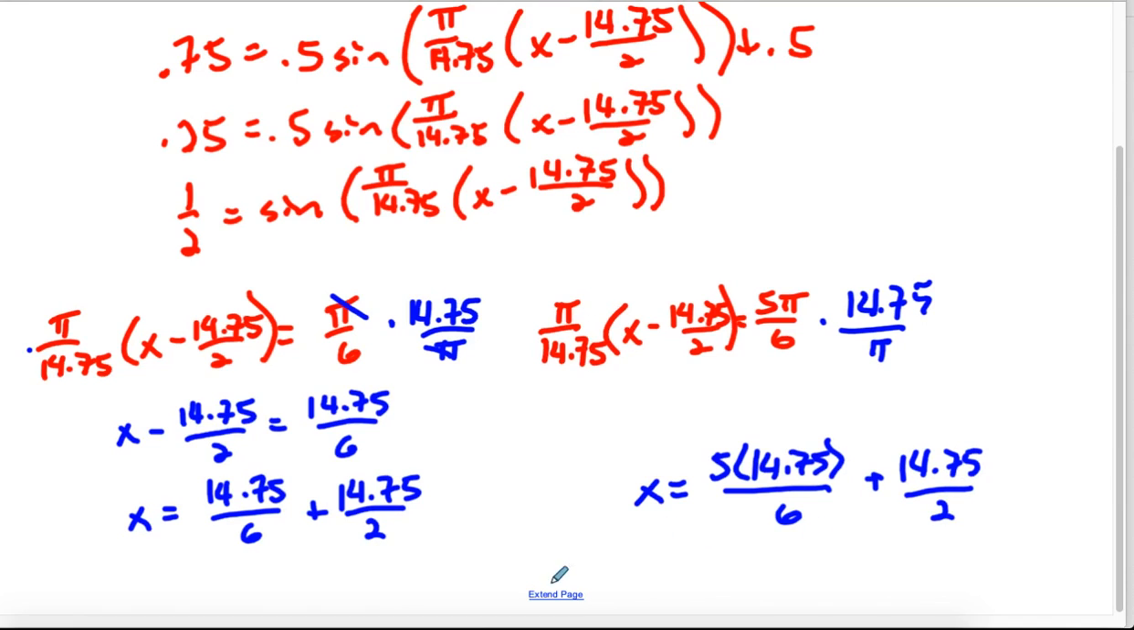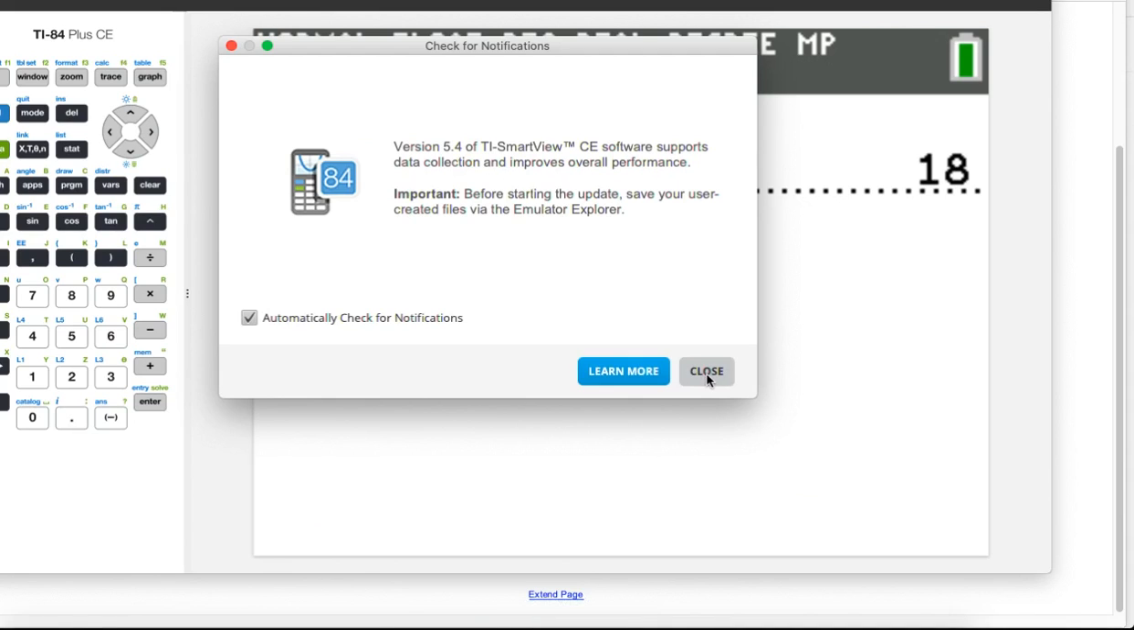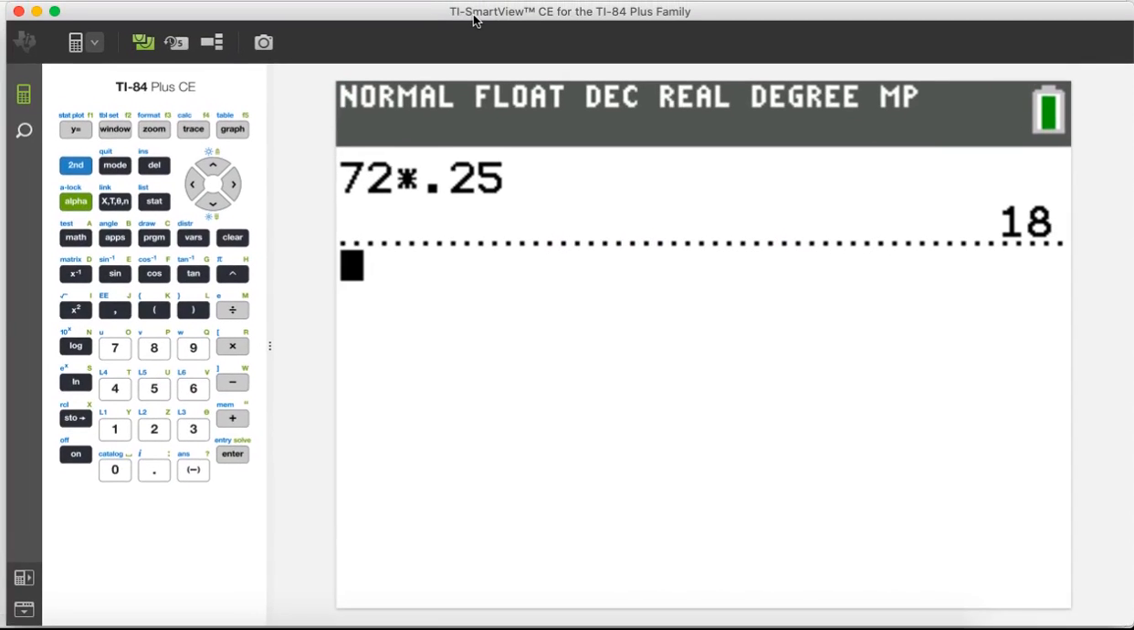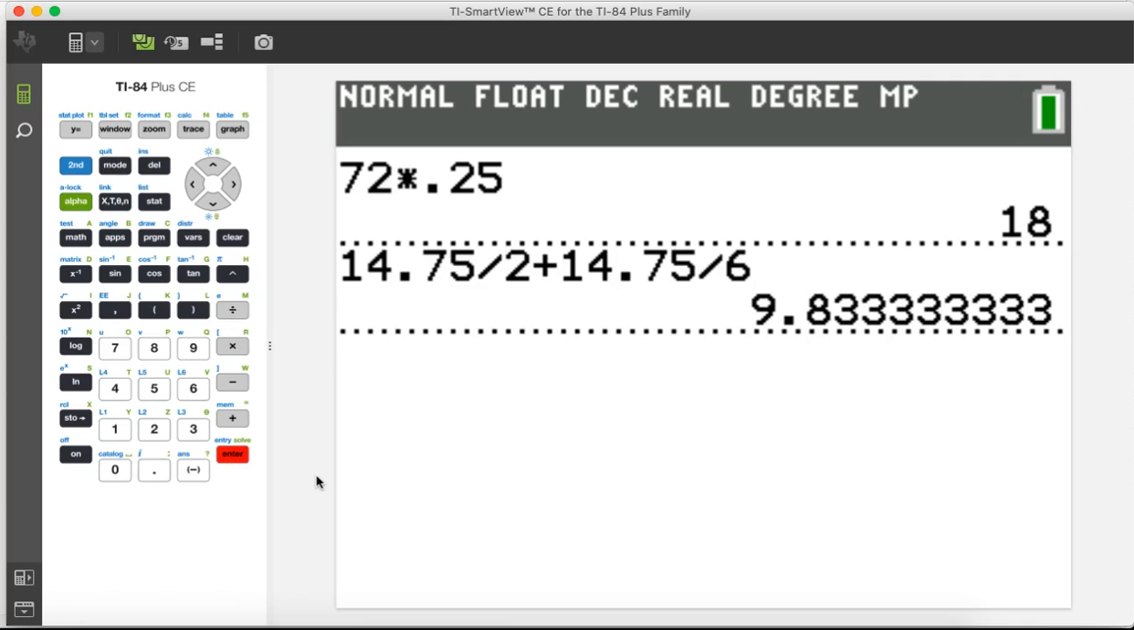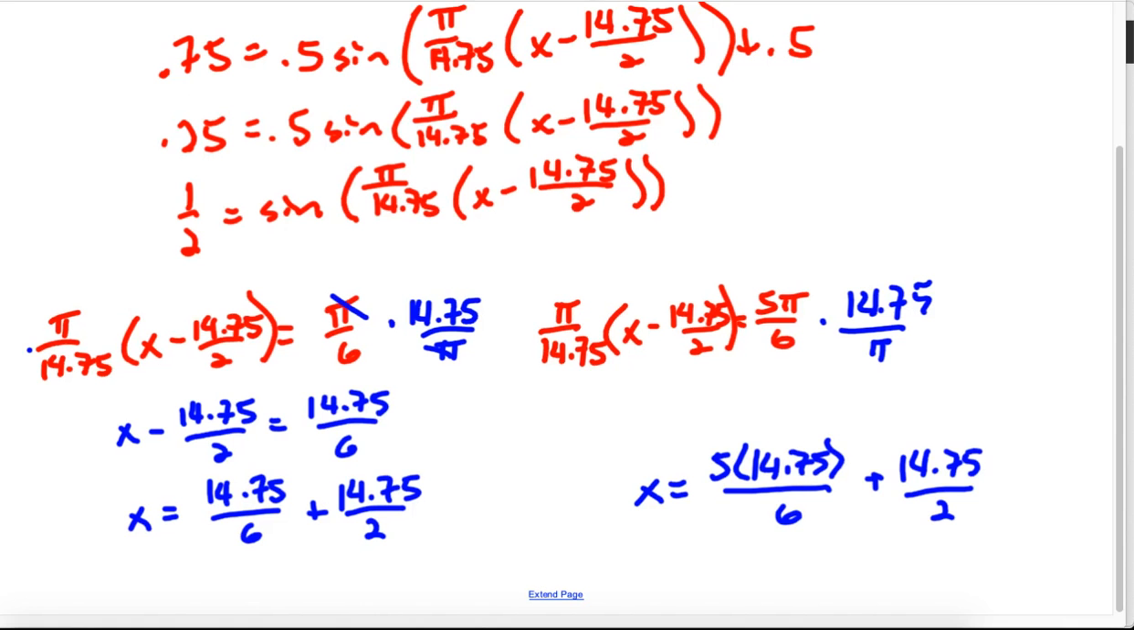Okay, so putting those into the calculator, 14.75 divided by 2 plus 14.75 divided by 6 gets me 9.83. So at about 9.83 days, 75% of the moon is visible.